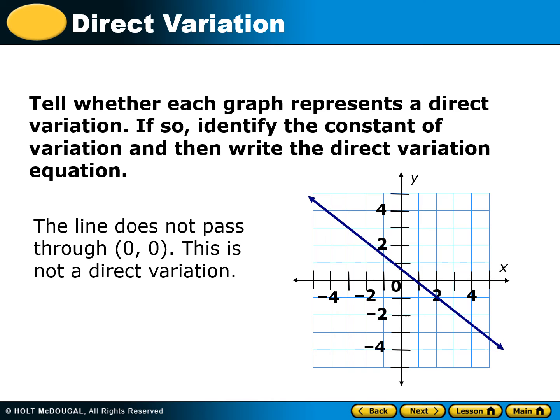So let us tell whether this graph represents a direct variation. In here, as you can see from the graph, the line does not pass through (0, 0). So therefore, it is not a direct variation.